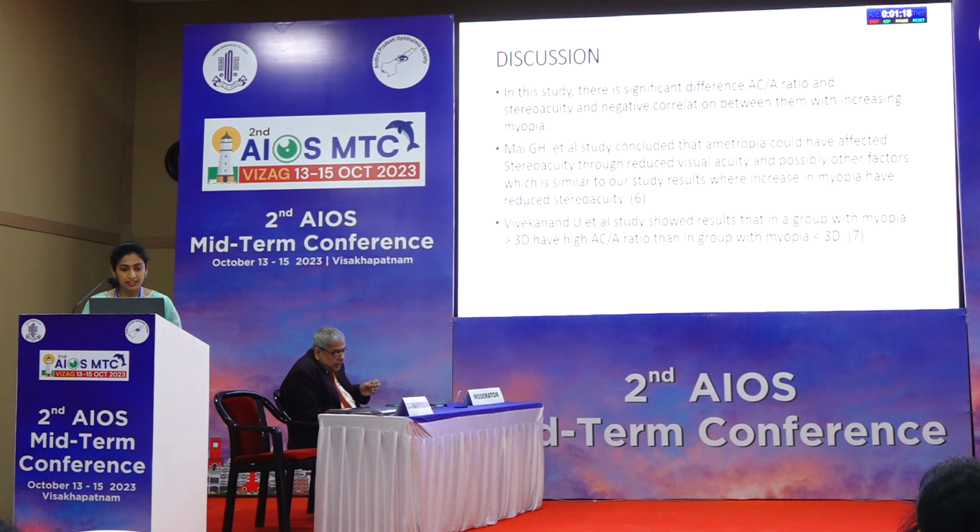And Ganesh et al. study concluded that myopia could have affected stereoacuity through reduced visual acuity and possibly other factors, which is similar to our study results where increase in myopia have reduced stereoacuity. And Vivekanand et al. study shows that in a group with myopia more than 3 diopters have a higher AC by A ratio than in group with myopia less than 3 diopters, which is similar to our study.